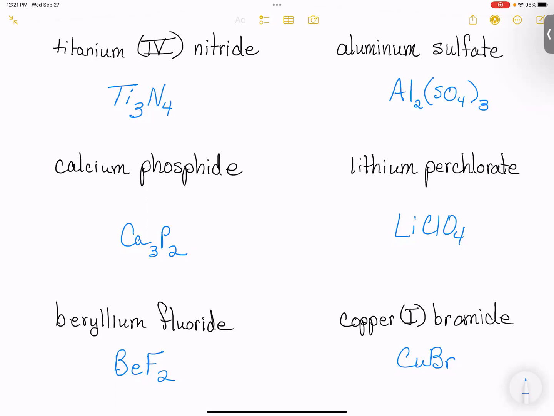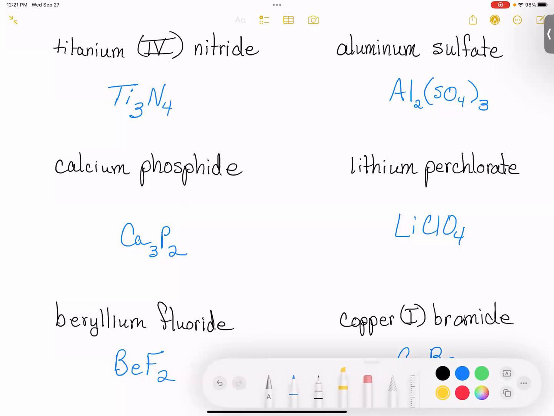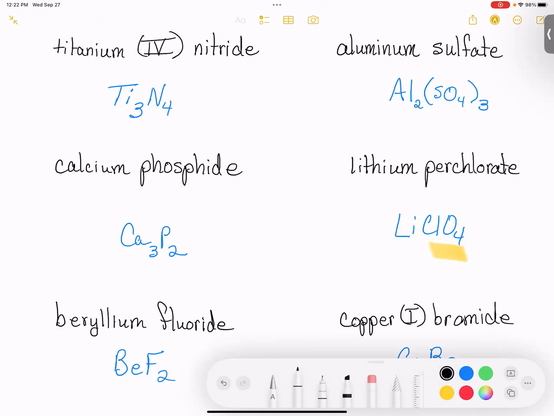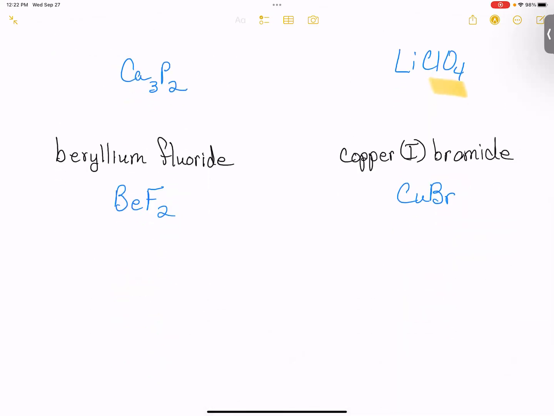As far as the parentheses go, those are only for polyatomics, that is correct. You only have to do it for polyatomics, and only if you need more than one of them. So if you look down here at perchlorate, I only needed one, so I didn't put the perchlorate in parentheses. And is that the same for the phosphide? The phosphide isn't polyatomic, so it's only for polyatomics and only if you need more than one. Let me give you some more to work.